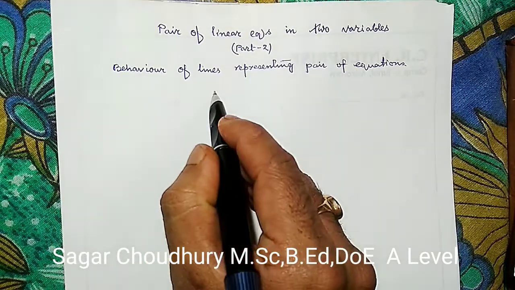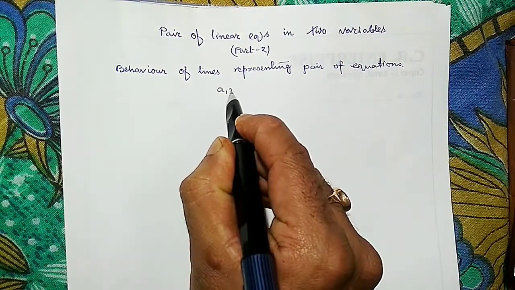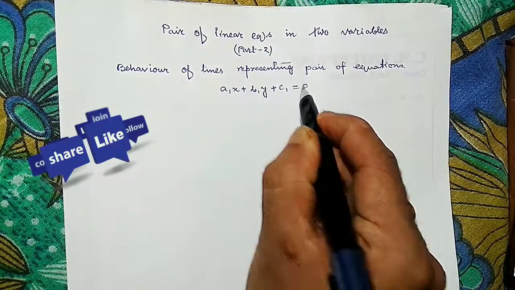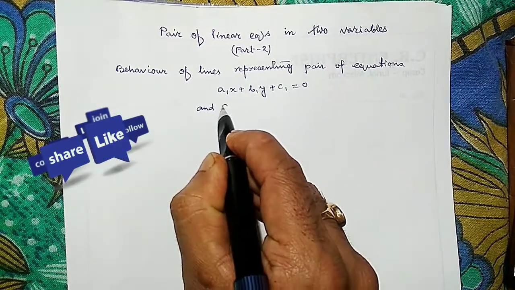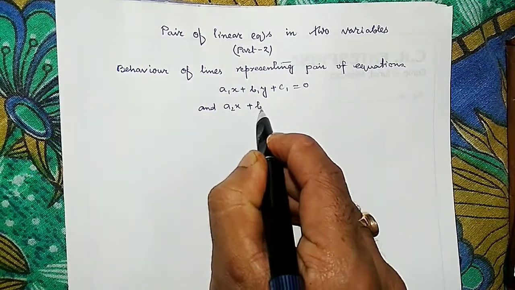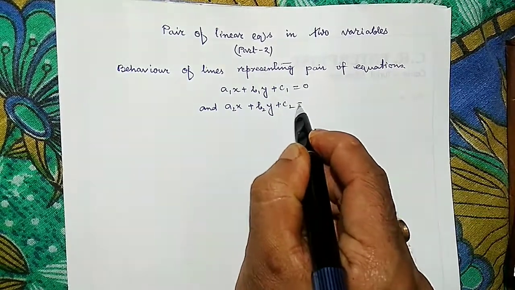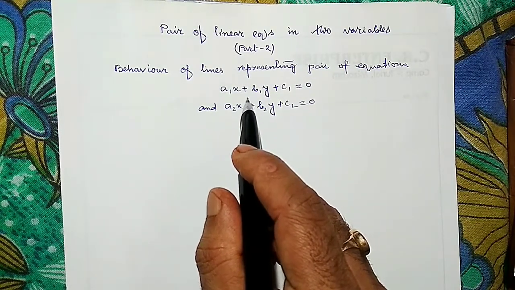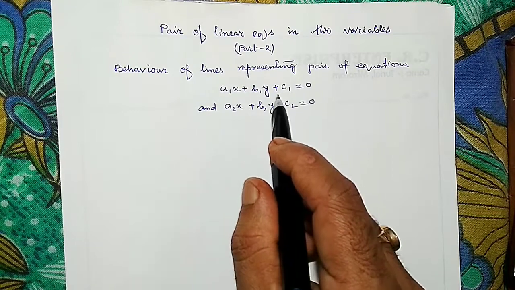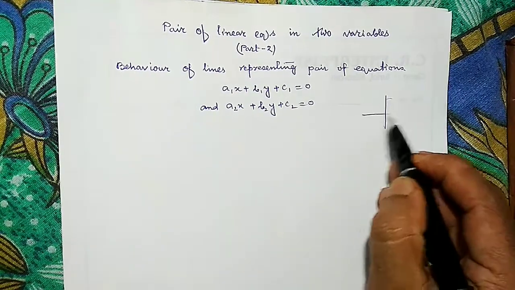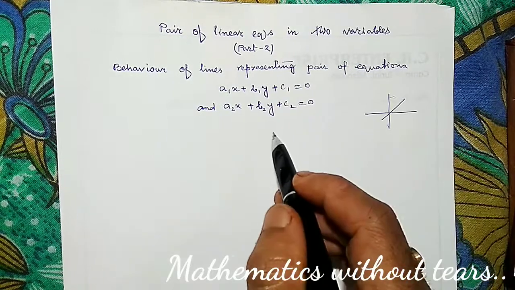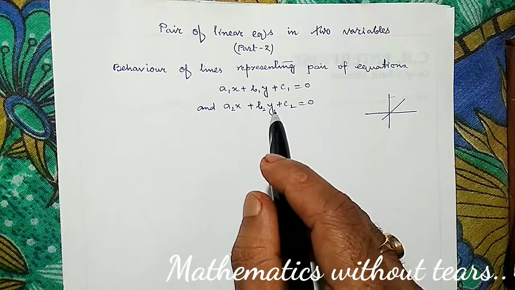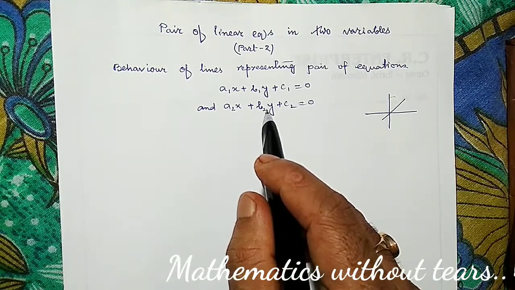Now suppose we have two equations. Equation 1 is a1x plus b1y plus c1 equals 0, and the second equation is a2x plus b2y plus c2 equals 0. Since these are linear equations, as I explained in my previous video, if I plot them I get a straight line. Now the question is, when two equations are given, by seeing the equations, how can we check whether they are going to intersect at a point or not?